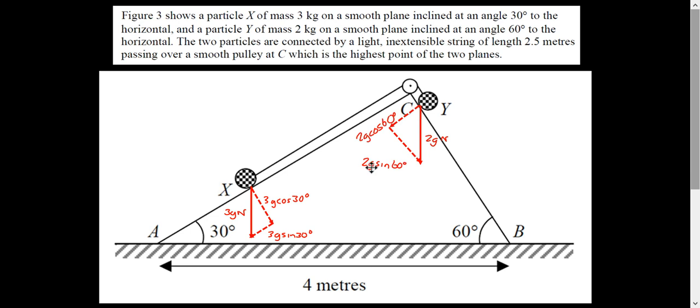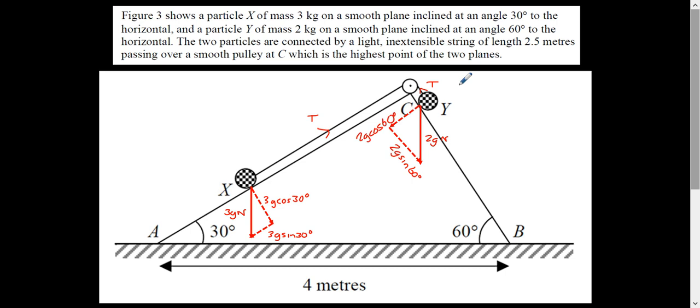Okay, so those are our masses, our weights, and we've resolved those weights according to the diagonal plane. The other force that we need to add in is going to be the tension in the string. Now the tension is equal on either side of the pulley because it's attached with a single string. So we have this equal tension joining X to Y, heading towards the pulley.